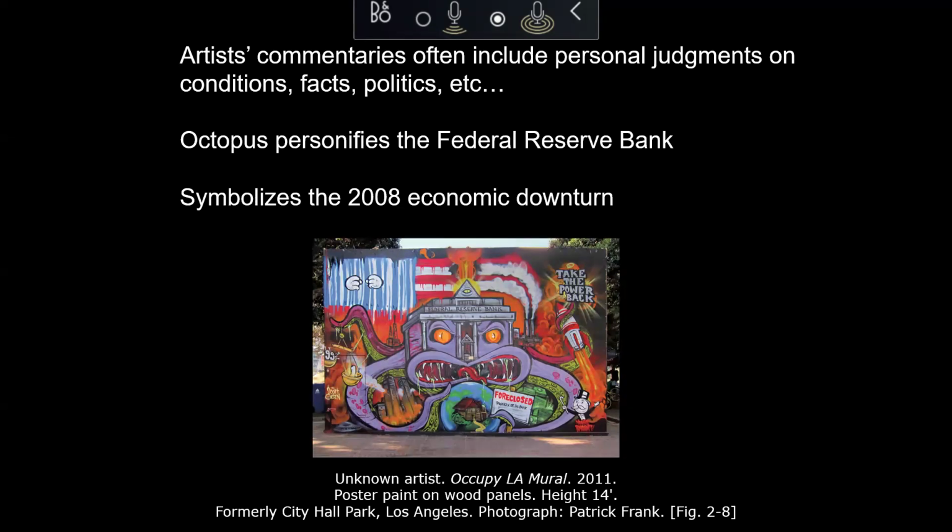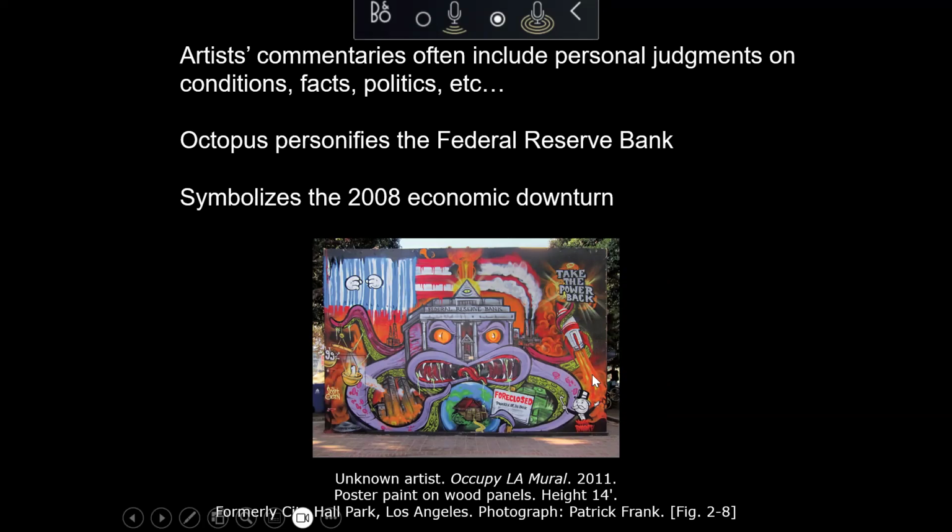In this work right here, we don't know the artist, and the octopus personifies the Federal Reserve Bank. And this symbolizes the 2008 economic downturn. And if you look close enough, there's some symbols, some iconography, that's the study of symbols, that you guys might be familiar with today. We see some symbols here that maybe you see on the back of our dollar bills, right? Some people say that's the Illuminati. I mean, I don't know, right? But the federal bank looking like a monster, foreclosure, take power back, right?